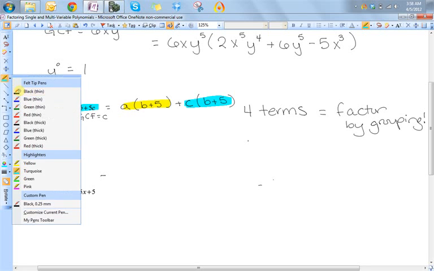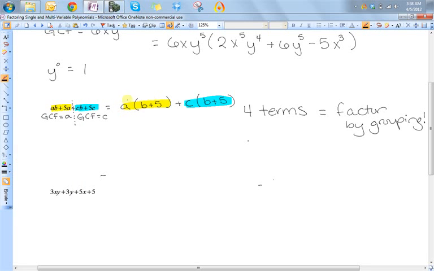Now the only way factoring by grouping will work is if, after you've factored each of the pieces, the things in the parentheses are the exact same. And in this case, they are. So what I'm going to do now is say, okay, a factor is just a thing that is being multiplied by something else. So this is a factor of that piece. This is a factor, this is a factor. So they have this b plus 5 as a common factor, so I can factor it out.